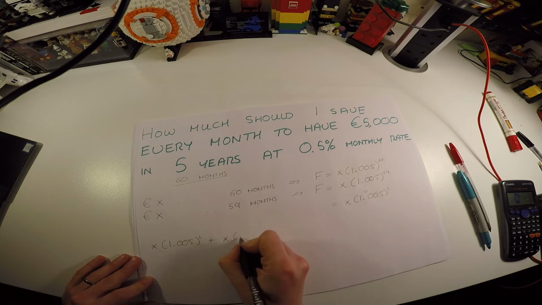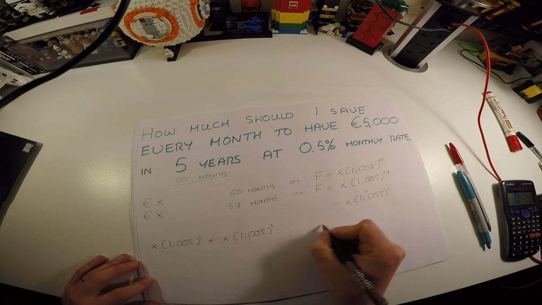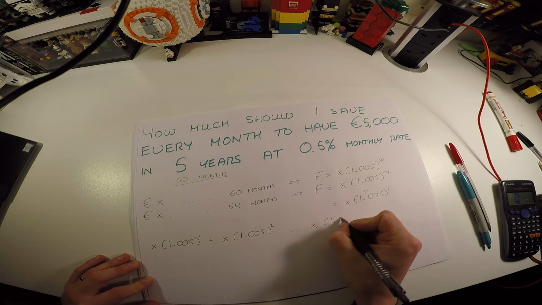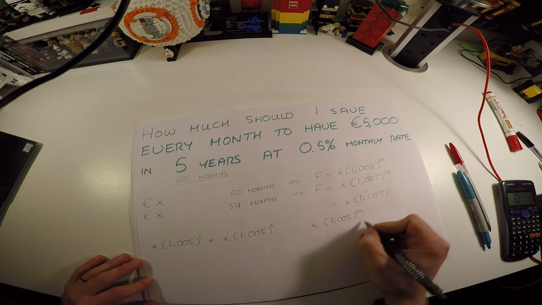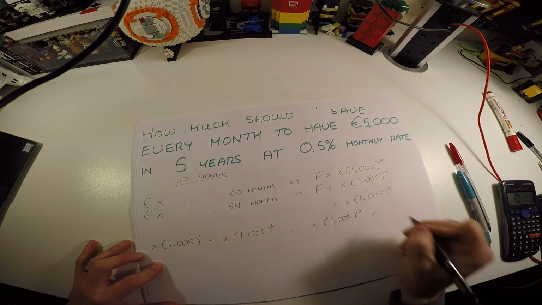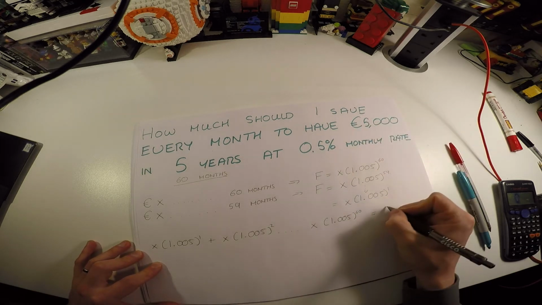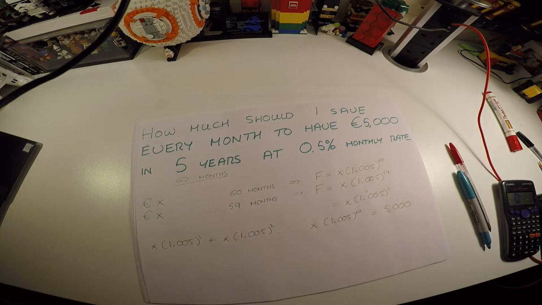Plus the payment again, 1.005. The payment above that, the second last payment, would have been there for 2 months. All the way on to the final payment, X, which would have been your first money you put in there. That was in there for all 5 years, all 60 months. All of these payments should be in there, and they should all add up to 5,000 for you. So we're going to make our X fit here by algebra.